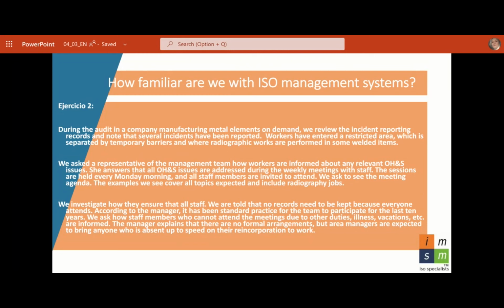Yeah. So, based again on our previous knowledge of ISO standards, we can be pretty confident and directly file a non-conformity in here.